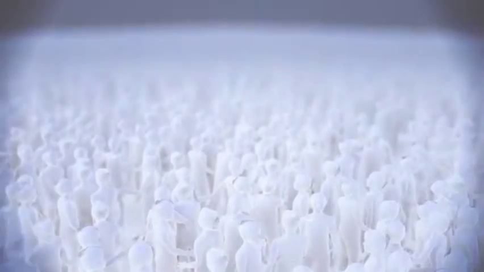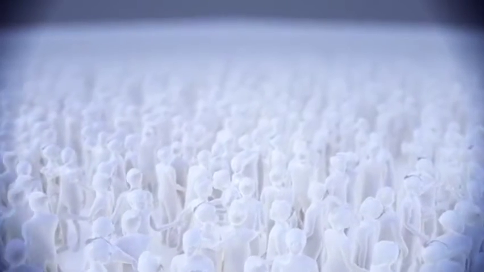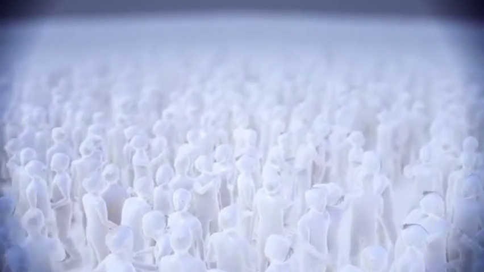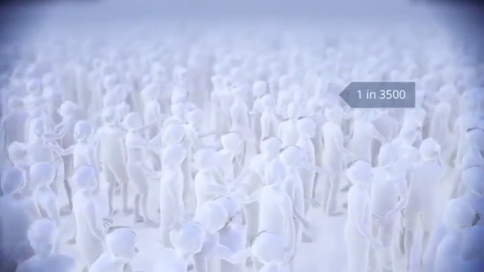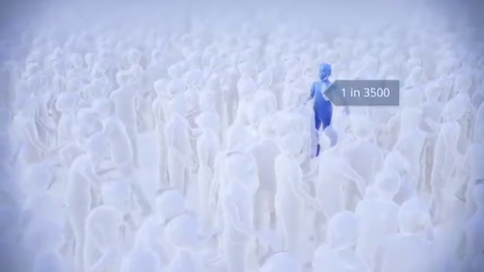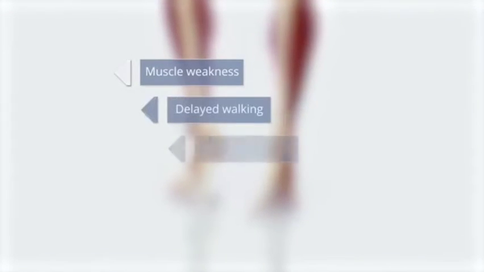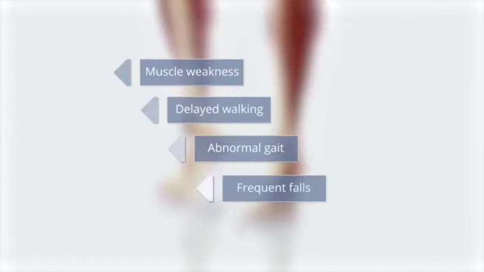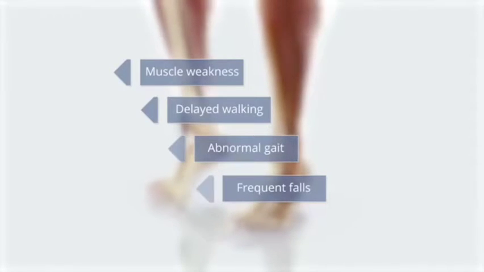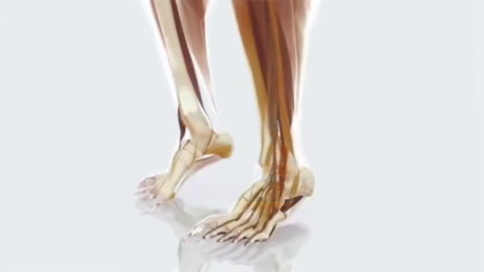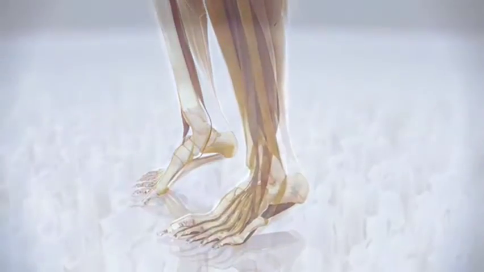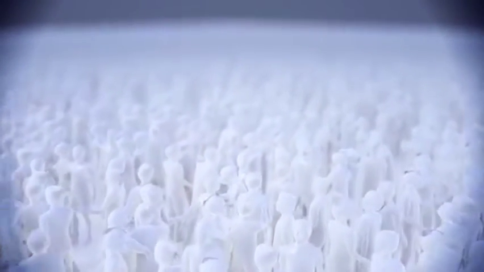Duchenne muscular dystrophy, or DMD, is a progressive and disabling genetic neuromuscular disease which affects approximately 1 in every 3,500 to 5,000 newborn boys. DMD is a universally fatal disease which is characterized by muscle weakness, leading to delayed walking, abnormal gait, and frequent falls, among other developmental delays in the first few years of life. Over time, children gradually lose the ability to walk and typically succumb to respiratory or cardiac failure during their mid-20s.